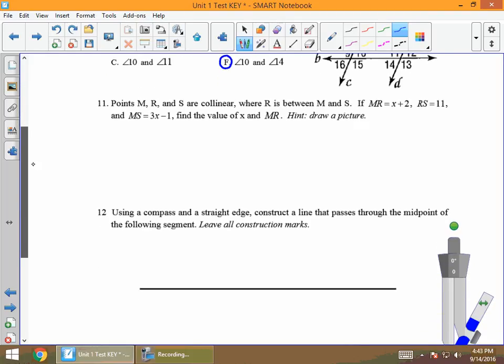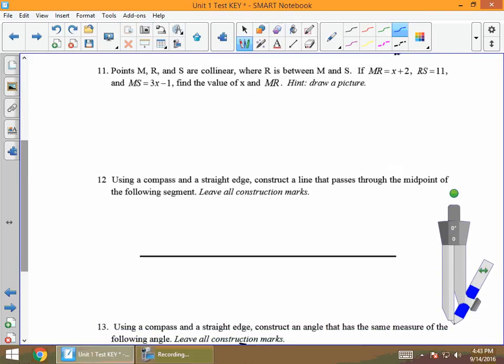Let's take a look at question number 11. Question number 11 is worth 3 points. And again, it says find the value of x. I gave you 2 points if you found x, and MR, if you correctly plugged it in, then I gave you credit for MR. Again, if you plugged in the wrong x value, I could still give you a point there for doing the process right.